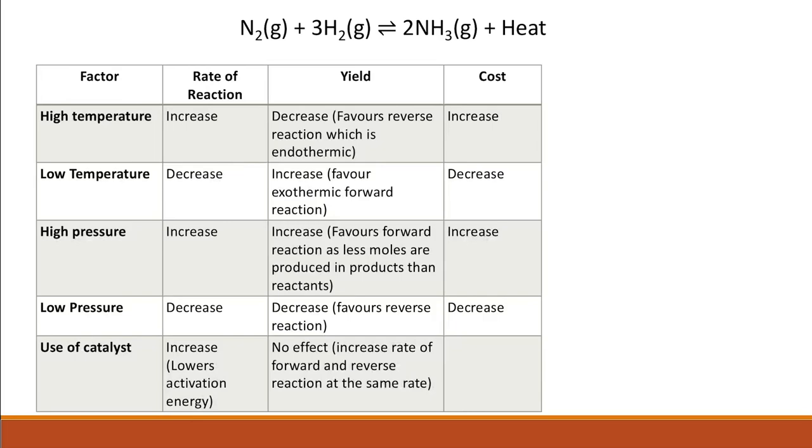First of all, if we use very high temperature, that will increase the rate of the reaction because we know that higher temperature increases the rate of the reaction. However, it will decrease the yield because this is a reversible reaction and the forward reaction is exothermic. So increasing temperature will push the position of the equilibrium towards the left-hand side, towards the reactant. So the yield will decrease. The cost, however, will also increase if we increase the temperature.